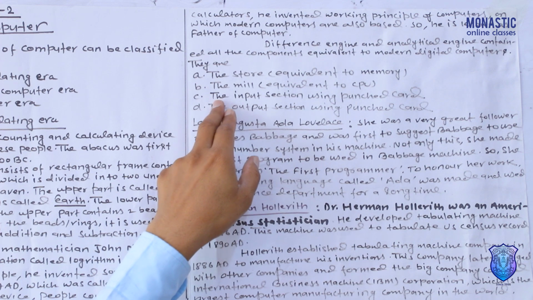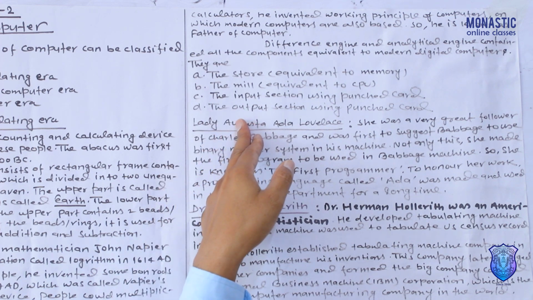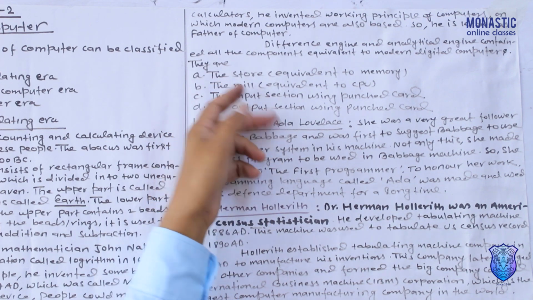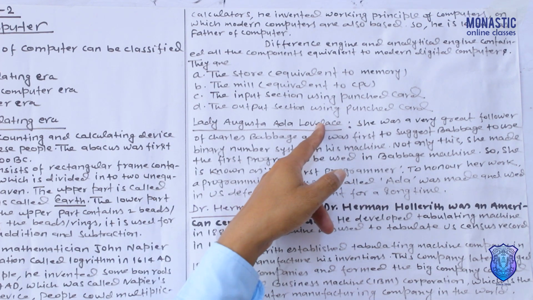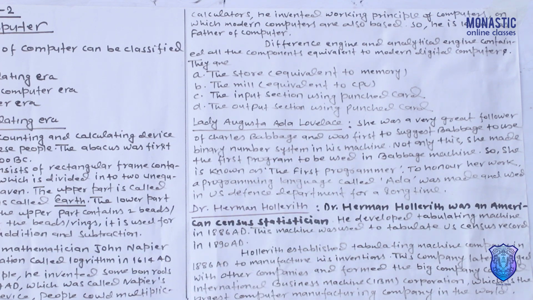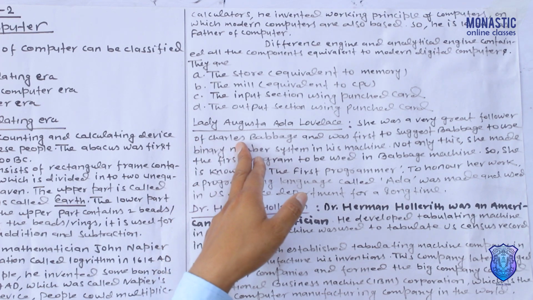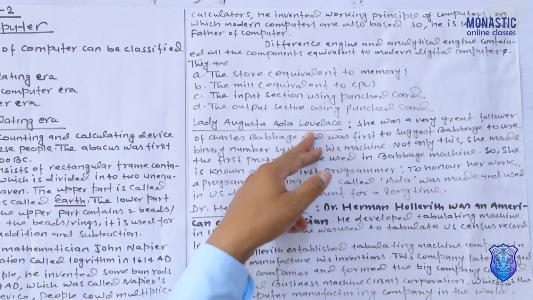Next one was the input and output section: the input section to take input and the output section to give output. At that time punch cards were used. In today's modern computers, different input and output devices are used to take input and give output. Now next one is Lady Augusta Ada Lovelace.